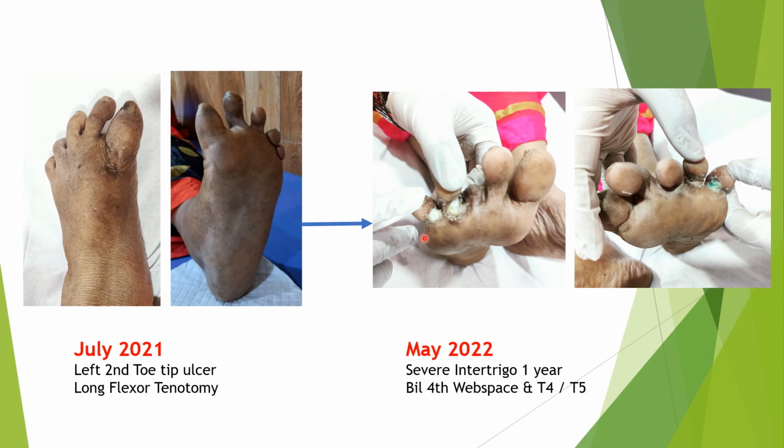But she had a severe intertrigo in both feet, in both the fourth and fifth web spaces, around May 2022. For which we have taken up the patient for long flexor tenotomy.